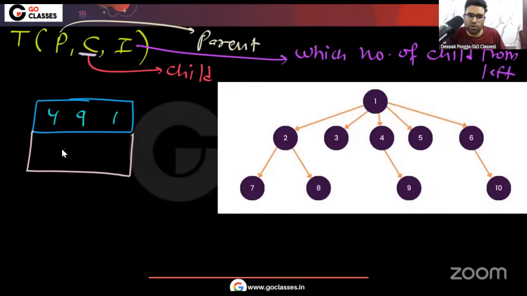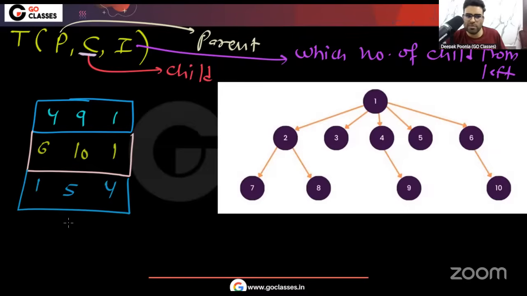You can see for this 10 also, the parent is 6, and this 10 is the first child of 6. Yes or no? And so on. You can see for this 5, we will have like this 1, and this 5 is the fourth child. Yes or no? Okay, and so on.